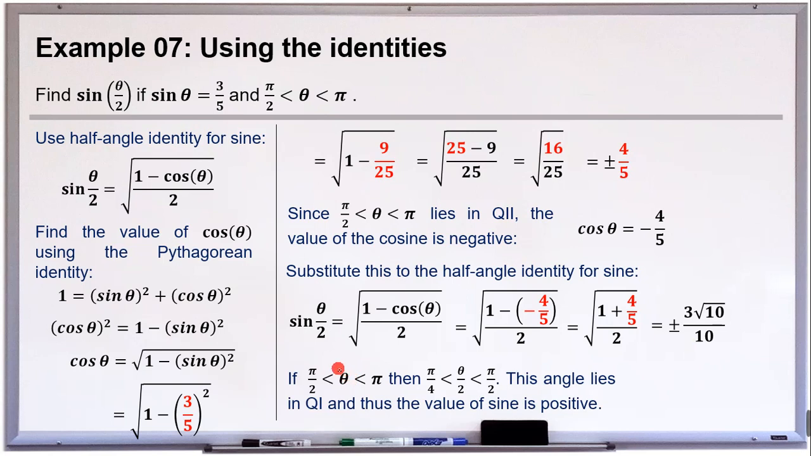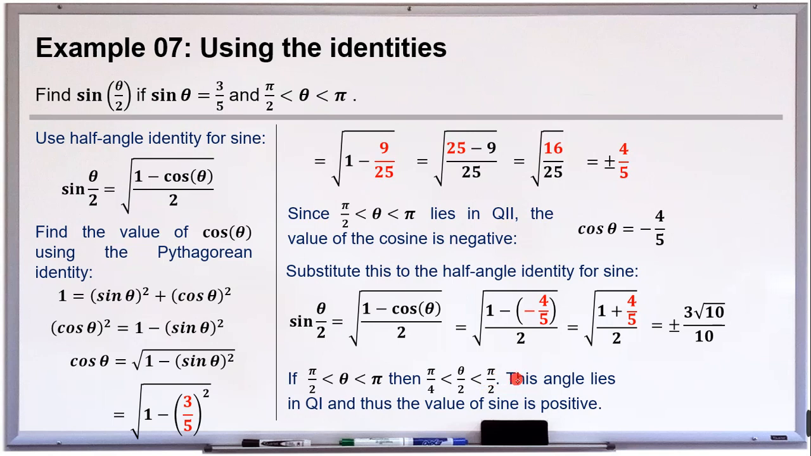Next, going back to our interval. If theta is between 90 and 180, then for the half angle, or half of theta, if we divide all sides of the inequality by 2, we end up with pi over 4 less than theta over 2, which is less than pi over 2. So the new interval will now be from pi over 4, this is 45 degrees, up to pi over 2, and this is 90 degrees.